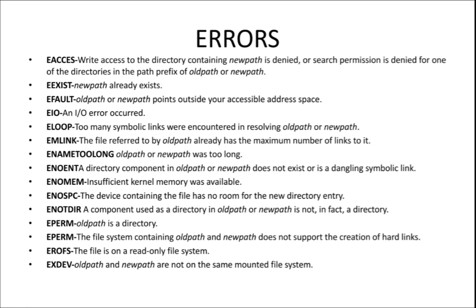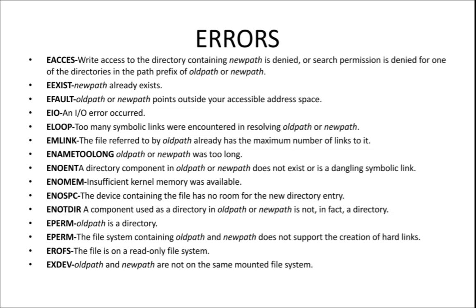Next, ENAMETOOLONG. If the file name you are trying to give is very long, it is going to display ENAMETOOLONG, right? Next, ENOENT, what is that? It means a directory component in old path or new path does not exist. Directory is not there means it's going to display that error.